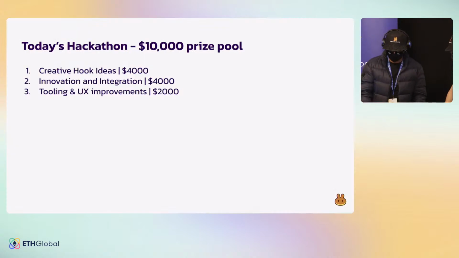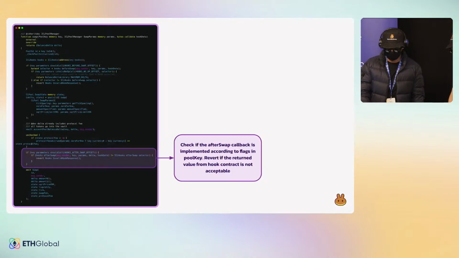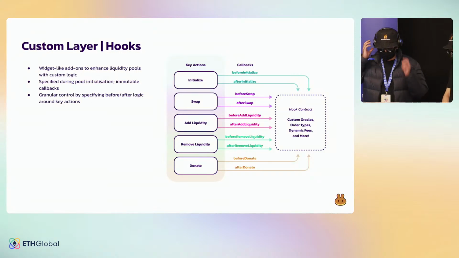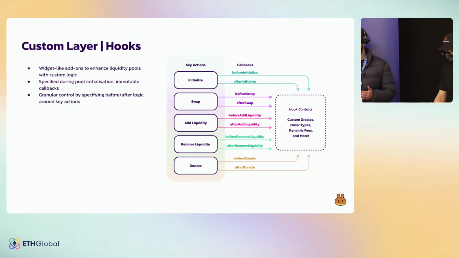Okay, you want to understand the hooks, right? Hooks, you can assume, previously there was a liquidity pool, and there was no possibility to add any other feature on top of that liquidity pool. Now hooks are externally deployed contracts where you can deploy certain logic at any of these key actions. For example, swap: there are 2 callbacks which you can implement.